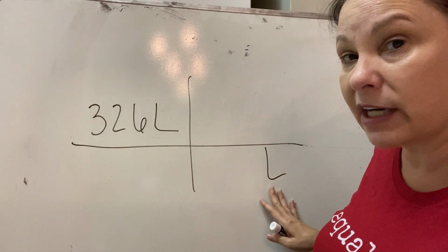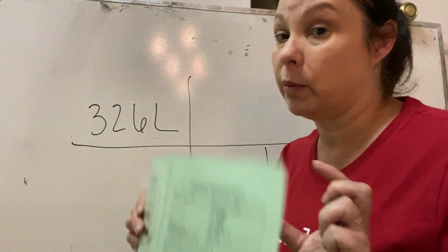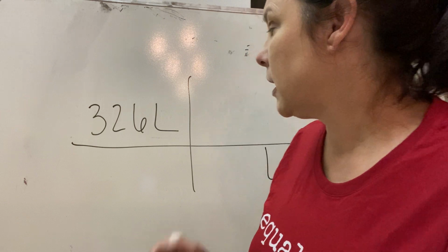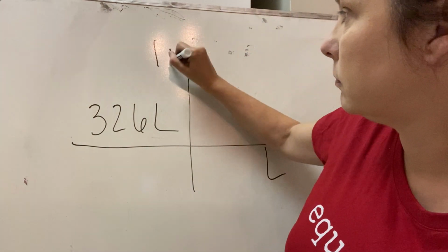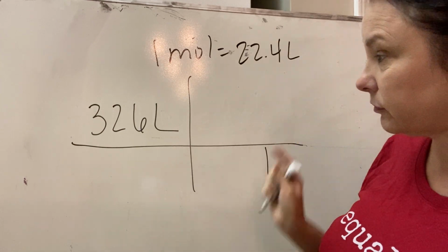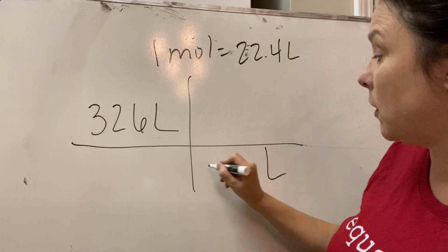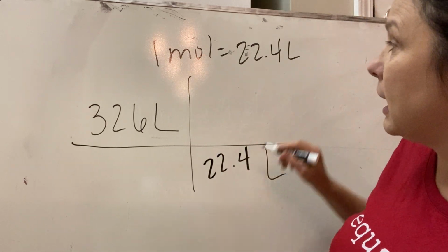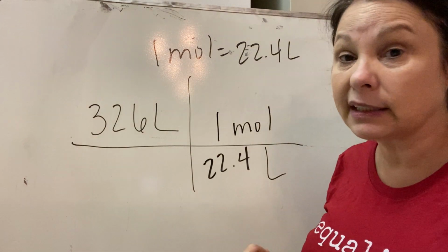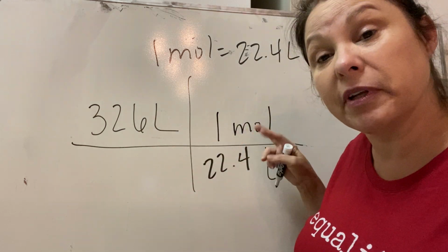The conversion factor that I use, if you remember, you can find everything except the molar mass one, you can find right on the front cover of this. But it is 1 mole equals 22.4 liters. So that's what I'm going to plug in right here. So where the liters are, that's where I'm going to put the 22.4, and the 1 mole goes in the top. So keep in mind that if this would have started with 326 moles, then this would have been flip-flopped.